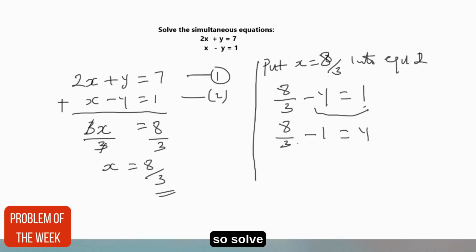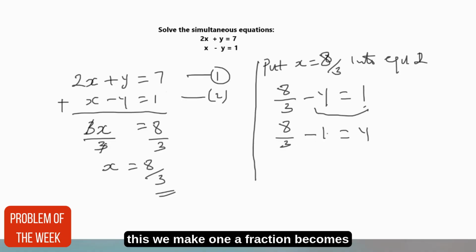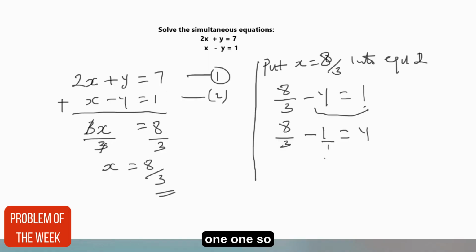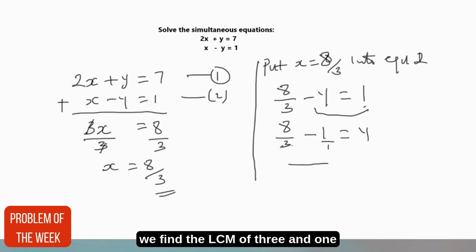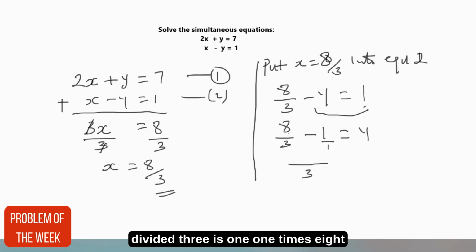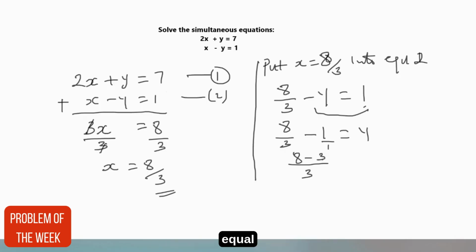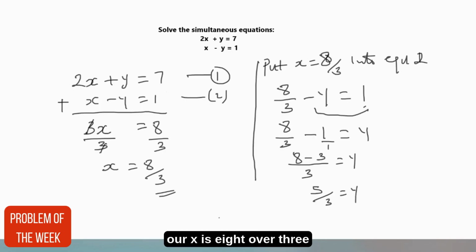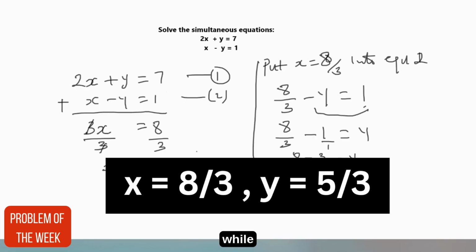So to solve this, we make 1 a fraction, becomes 1 over 1. So we find the LCM of 3 and 1, which is 3. 3 divided by 3 is 1. 1 times 8 is 8 minus 3 times 1 is 3, over 3 times 1 is 3, equal to y. So 8 minus 3 is 5 over 3. So our x is 8 over 3, y is 5 over 3.